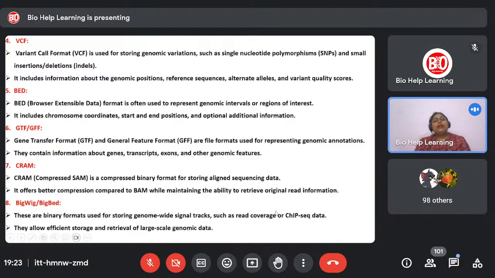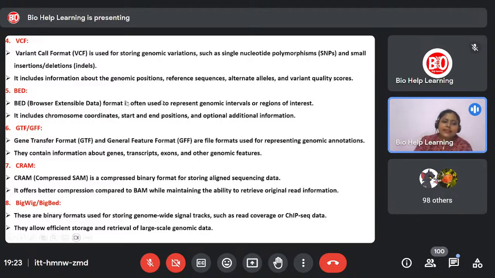Next. The fourth file format of NGS data sets is VCF, variant call format. It is used for storing genomic variations such as SNP, single nucleotide polymorphism, and small insertions or deletions. It includes information about the genomic positions, reference sequence, alternate alleles, and a variety of quality scores. See, when you proceed for sequencing, you have to choose which file format you want. At the end, you will get those file formats, so based on your interest, you can choose and you will get the result in that file format only.